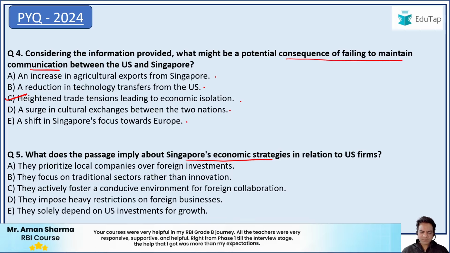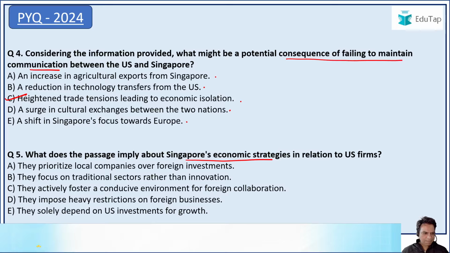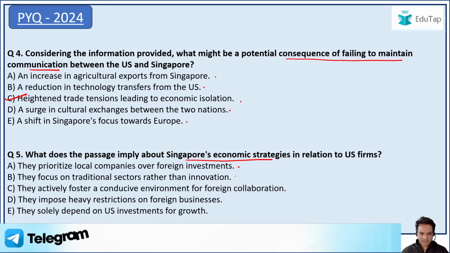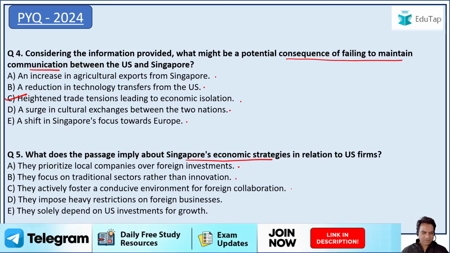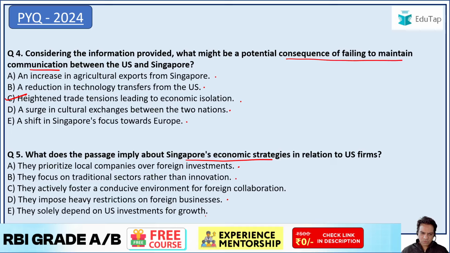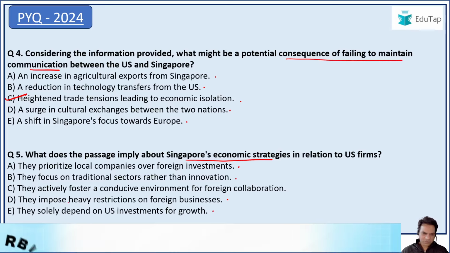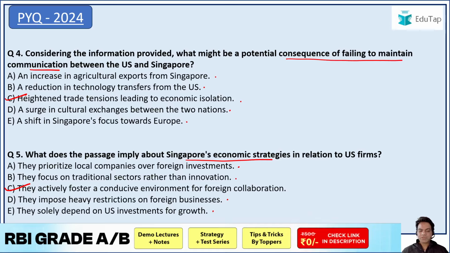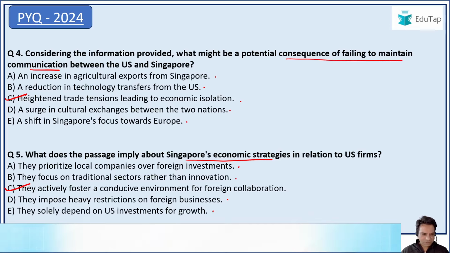Question number 5. What does the passage imply about Singapore's economic strategies in relation to US firms? They prioritize local companies over foreign investments? No. They focus on traditional sectors rather than innovation? No. They actively foster a conducive environment for foreign collaboration? Yes. They impose heavy restrictions on foreign businesses? No. They solely depend on US investments for growth? Not mentioned. So again, option C is the correct answer. They actively foster a conducive environment for foreign collaboration.